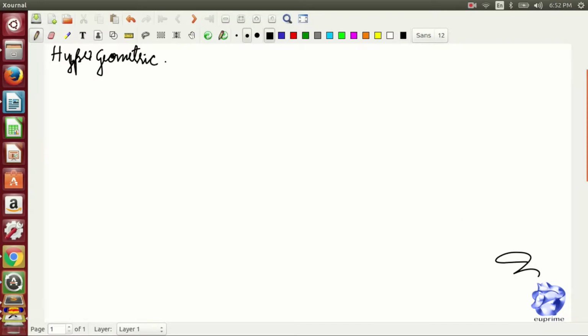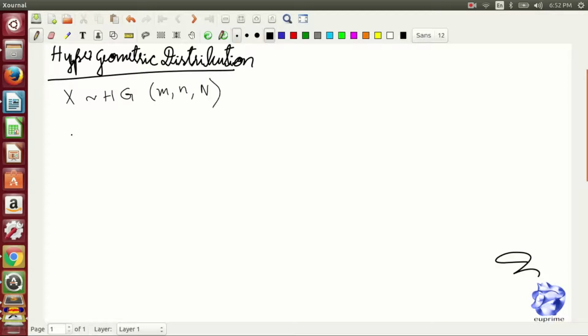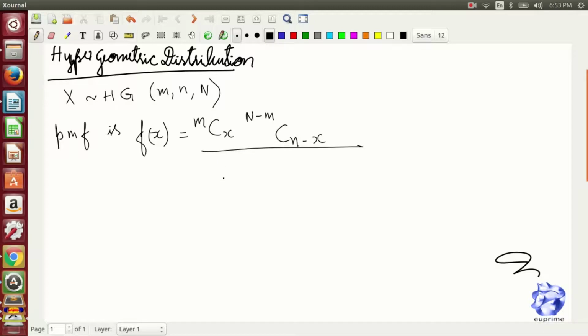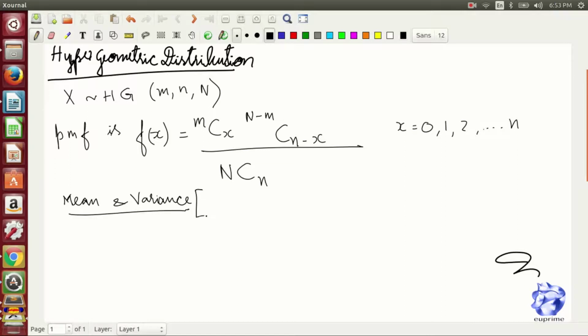Let us consider a case on hypergeometric distribution, which is a discrete type of distribution wherein the random variable x is defined in terms of parameters m, n, and capital N of the hypergeometric distribution, where capital N is the sample size, n is the total number of draws, m is the total number of successes. Since it is a discrete distribution, we have a probability mass function which is defined as mCx into (N minus m)C(n minus x) by NCn, where x varies from 0, 1, 2, and so on till n.